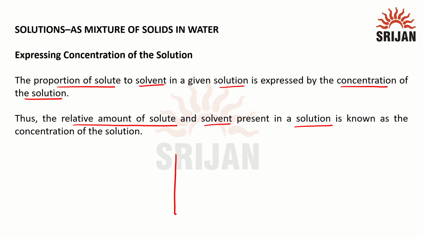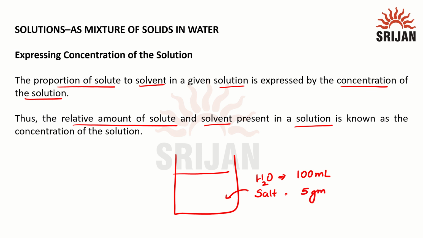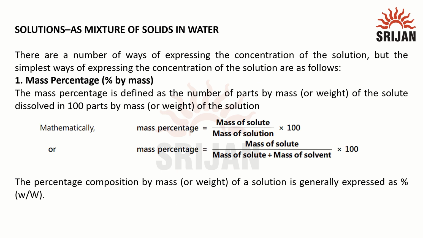As we saw earlier, if I take the water in the given solution as around 100 ml, then the salt dissolved in the water will be 5 grams. So the concentration can be drawn after knowing each of these. Now there are two main ways to determine the concentration. One is the mass percentage, that is percent by mass.